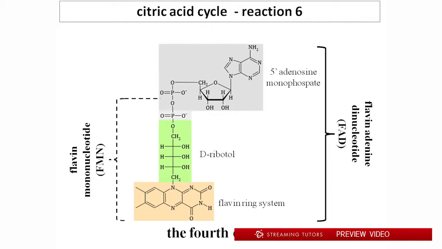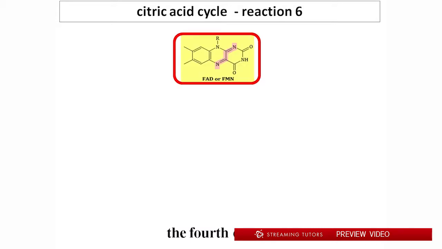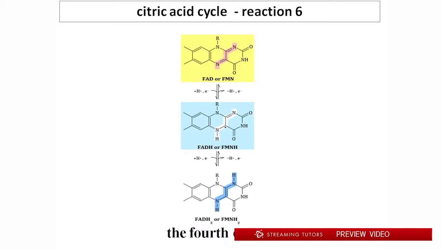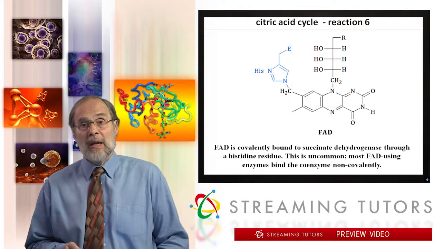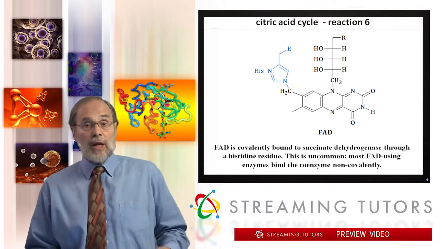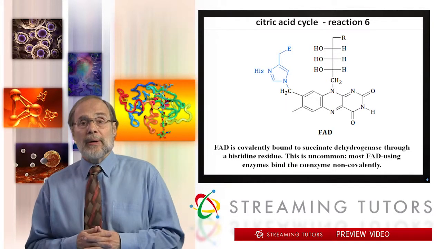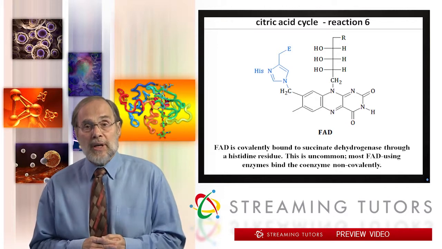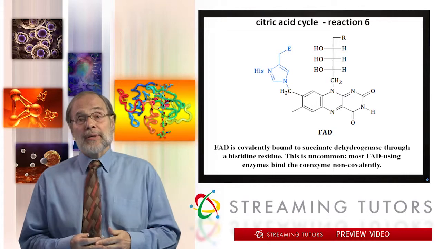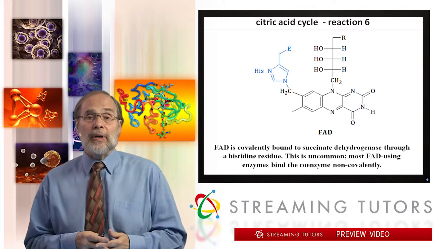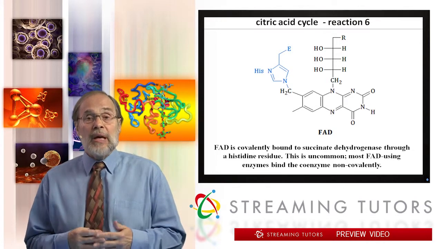It has all the nucleotide paraphernalia of a lot of these coenzymes, but its business end is this flavin ring system, which can accept either 1 or, in this case, 2 electrons, producing FADH2, as it's called, the fully reduced FAD coenzyme here. There's something a little unusual about the FAD in succinate dehydrogenase. This coenzyme is now actually covalently bonded to a histidine residue, as diagrammed here, in the active site of the enzyme.